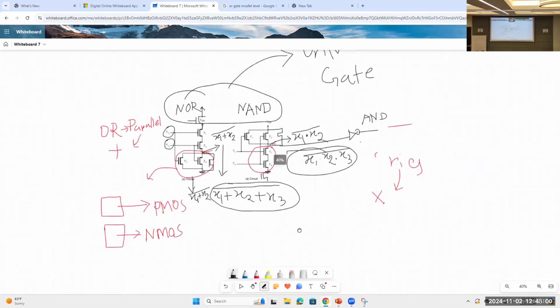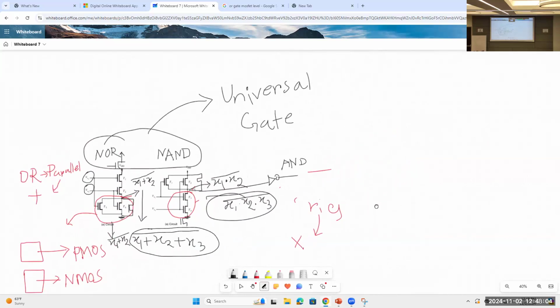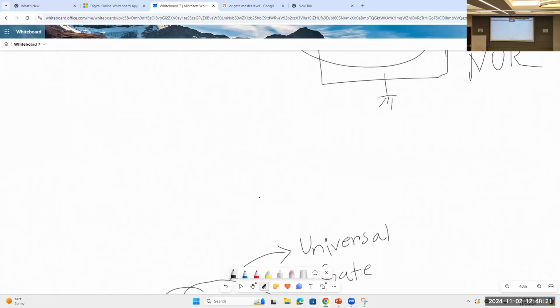Okay, so to summarize the whole idea, maybe at this time you are confused between the gate level scenario. I have shown you gate symbols, I have shown you MOSFET symbols. So what are the connections between them? Let me clarify that. I think this is the summary of today's class.